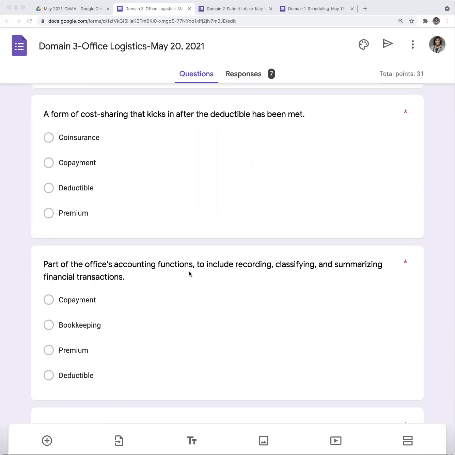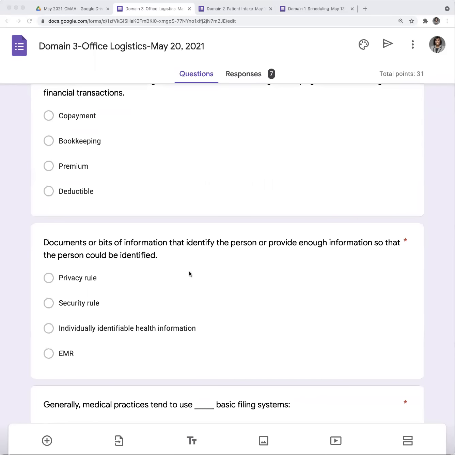Part of the office's functions to include recording, classifying, and summarizing financial transactions. Bookkeeping. Every time I hear that word, I just want to vomit. Seriously.